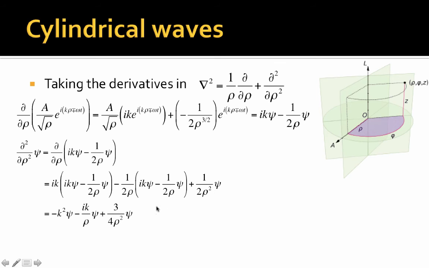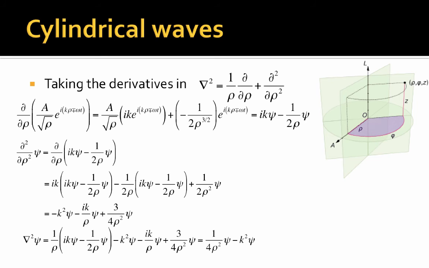And the result we find, go through the steps here, see if your algebra matches mine. The result we find is minus k squared psi minus ik over rho psi plus 3 over 4 rho squared psi. Not terribly tidy. Now we're going to put it all together into the Laplacian. So adding it all together, we get what we see at the bottom here. Del squared psi equals, final form on the right, 1 over 4 rho squared psi minus k squared psi.